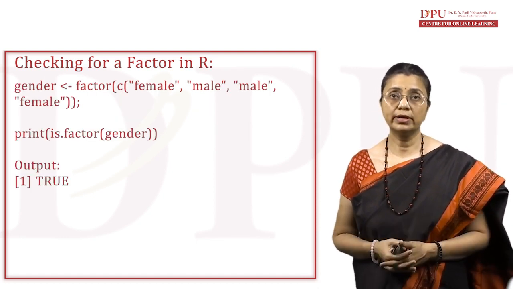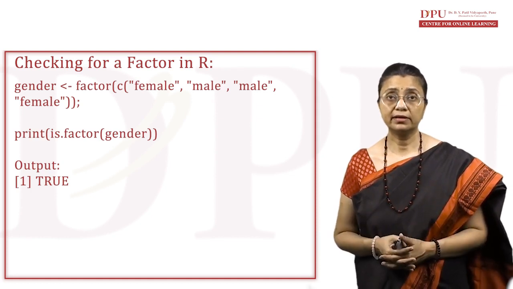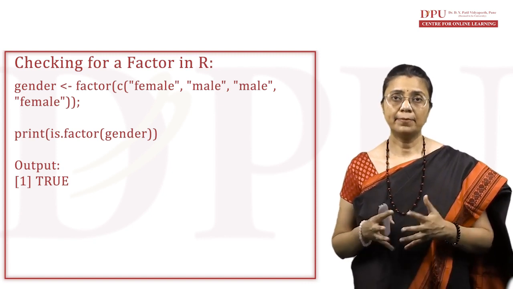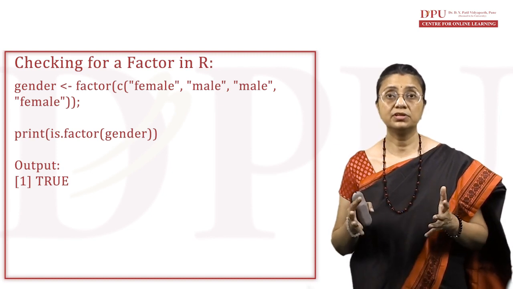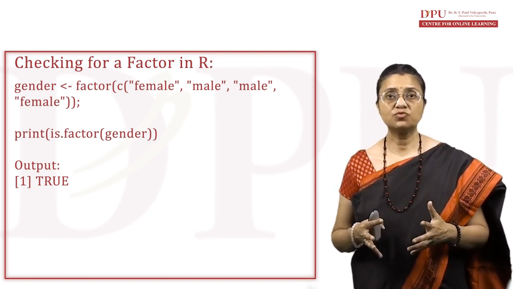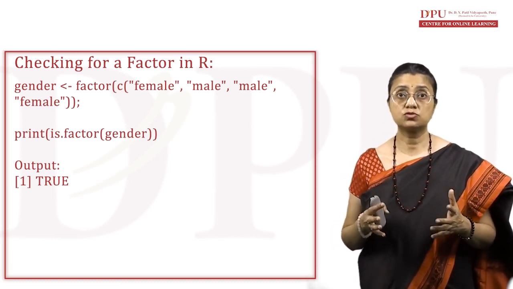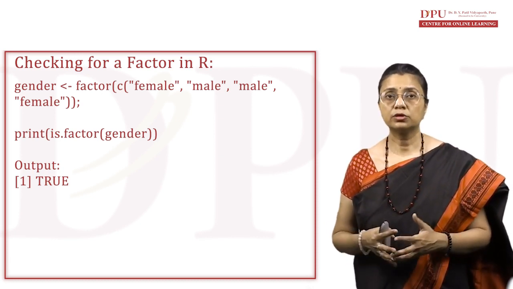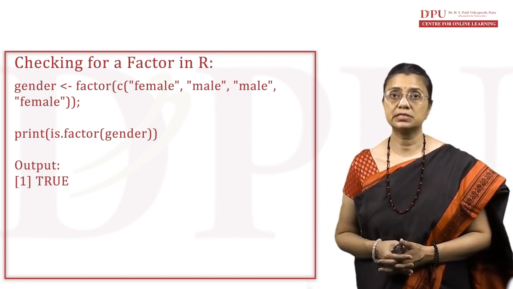So you can see the code here. gender equals factor, and in the factor we pass a c function where female, male, male and female are passed as parameters, and we are now printing is.factor and within brackets gender. So what happens here? In this we see is.factor(gender). Now since gender is a factor because it has stored the factor values of the vector c, the output is true. So this is how we are checking for factors in R.